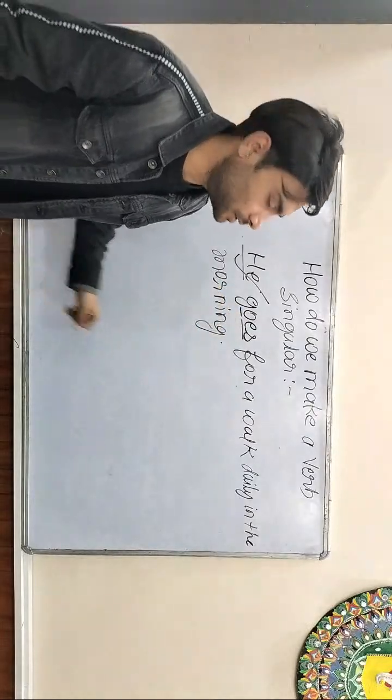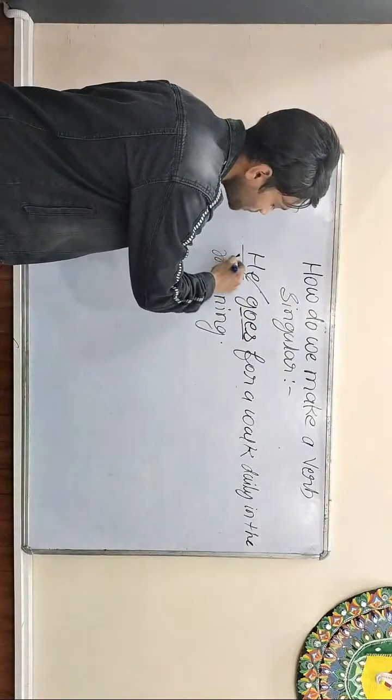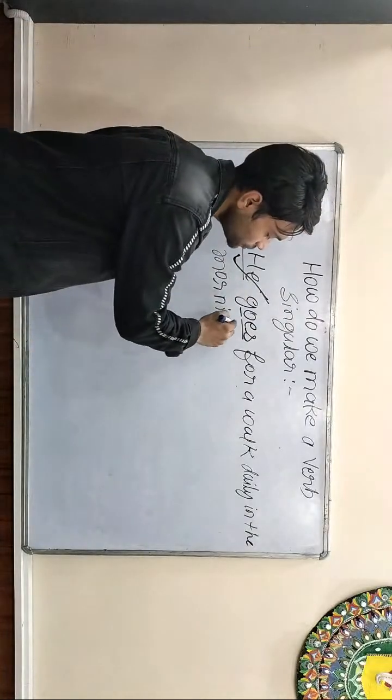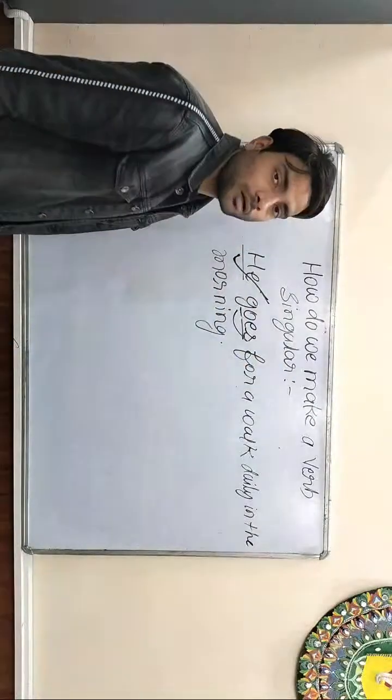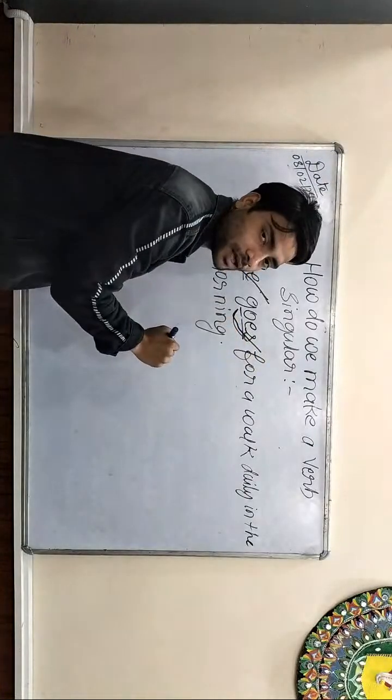Why did we add es here in the verb go? Because the subject is singular. The subject is singular, so you are supposed to use a singular verb as well.